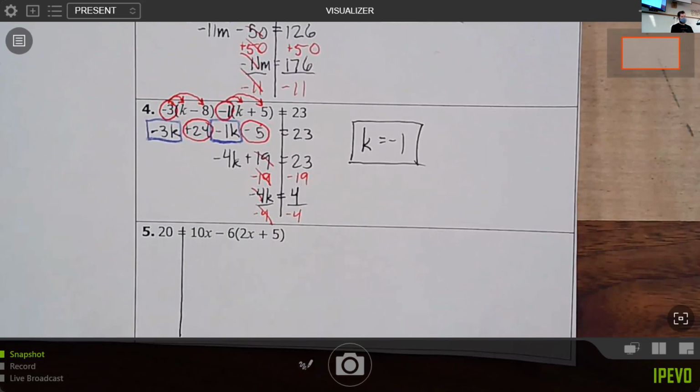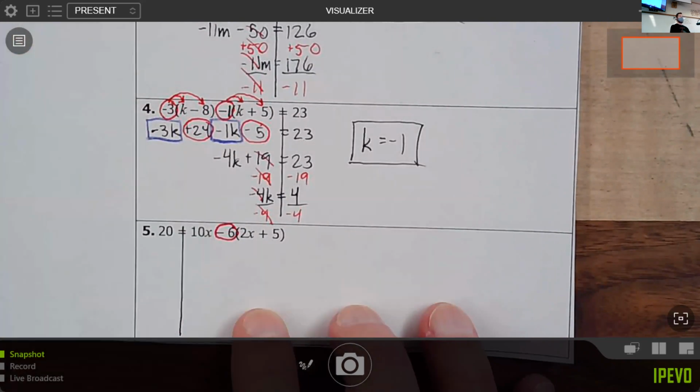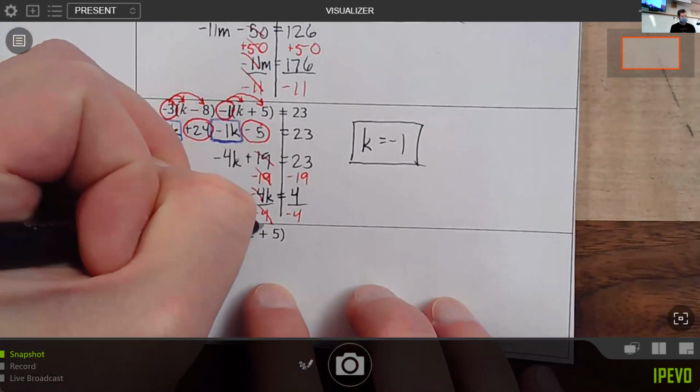-6. Good. It is not the 10x. The 10x is not right next to parentheses. The -6 is. And thank you for saying -6. So we're going to take our -6. We're going to distribute it to the 2x and to the 5.